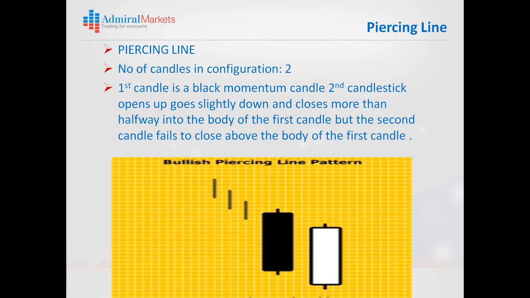It fails to close above the body. It can close just below the middle of this first candle or just above the middle of this first candle. Usually it closes just above the middle of the first candle, but it's a signal where we can take the trade close to a support, and it's a reversal pattern.